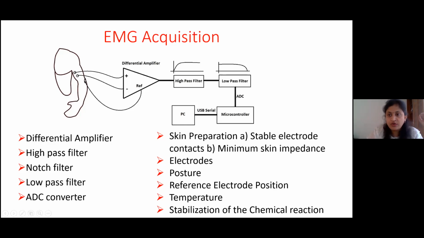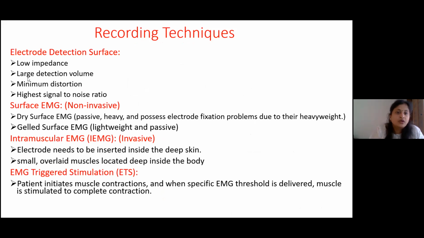After application of the conductive gels, while doing the skin preparation, you have to wait for certain minutes, for 1 or 2 minutes. Because of this conductive gel, the impedance of your skin lowers, and whenever we have the lower skin impedance, you should acquire your signals in order to get the maximum EMG signal acquisition. Okay, so these are some recording techniques that we are going to discuss.